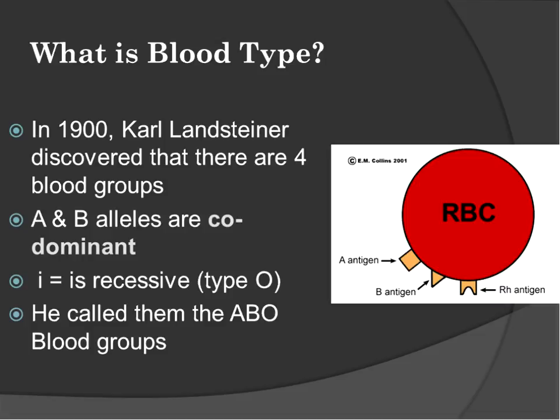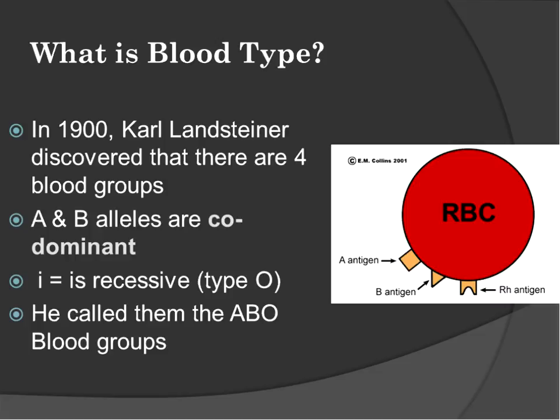If you remember from biology class, when you have a co-dominant gene, that means if you get one of each of those, you will actually have both of them show up. So A is dominant and B is dominant in blood type. And then there is a third gene or allele that is recessive to both the A and the B, and that is the O gene. If you get 2 of the O genes, then you will have that recessive blood type of O. So he called these blood types the ABO blood groups.